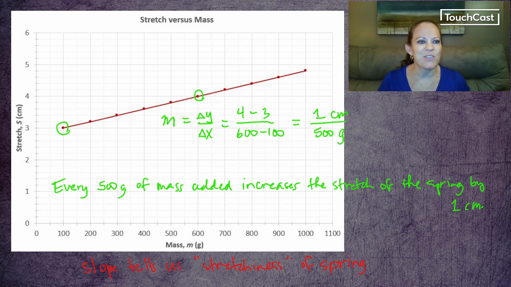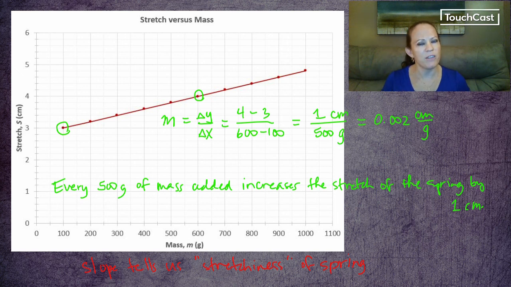So let's go back to talking about the decimal form of this slope. If I go ahead and calculate that, I will get 0.002 centimeters per gram. And there's nothing wrong with interpreting this as every 1 gram of mass added increases the stretch of the spring by 0.002 centimeters.